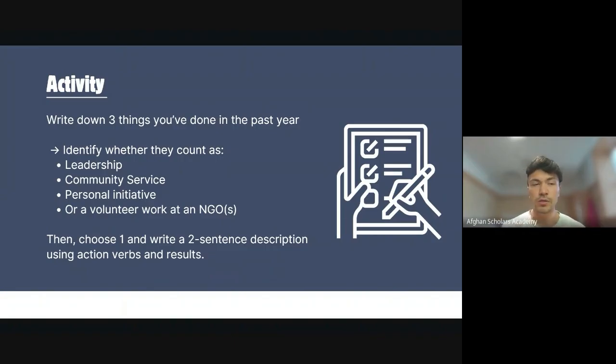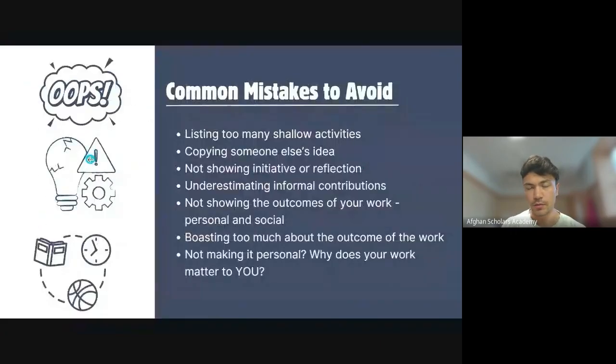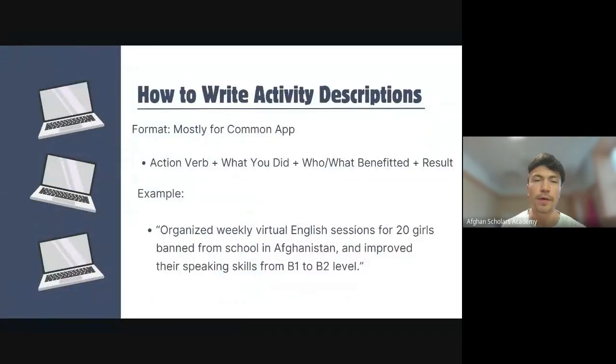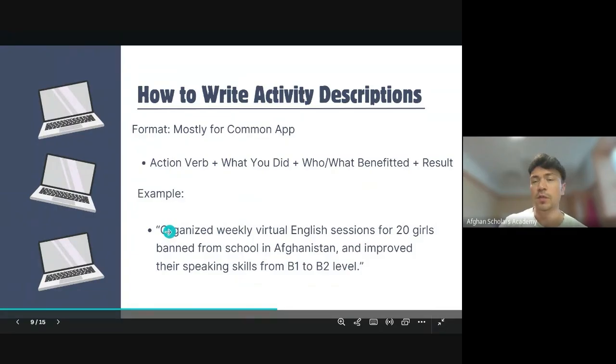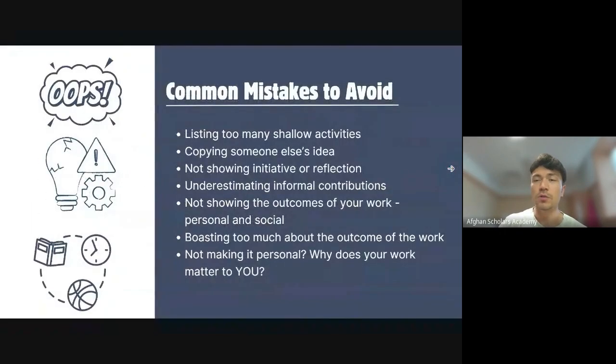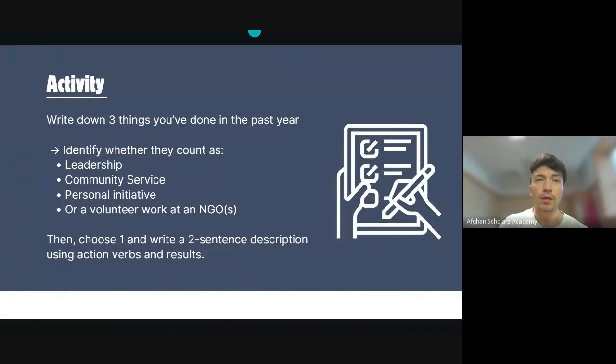So list them, categorize them, and then write a one sentence description for each of them, like you would on the Common App, with the structure that we talked about: the action verb, what you did, who and what benefited, and the result. Then send your activities to the email contact at Afghan Scholars Academy. That is your assignment until your next session.